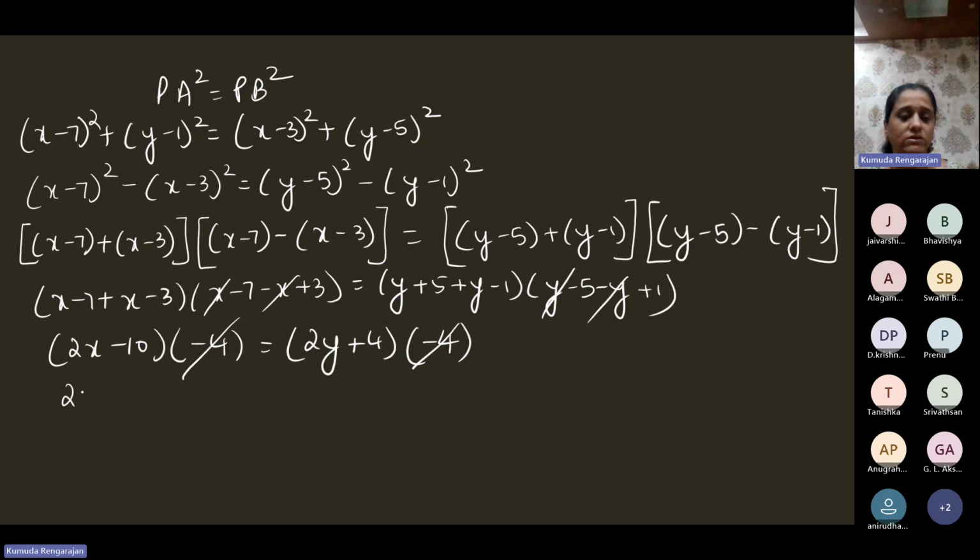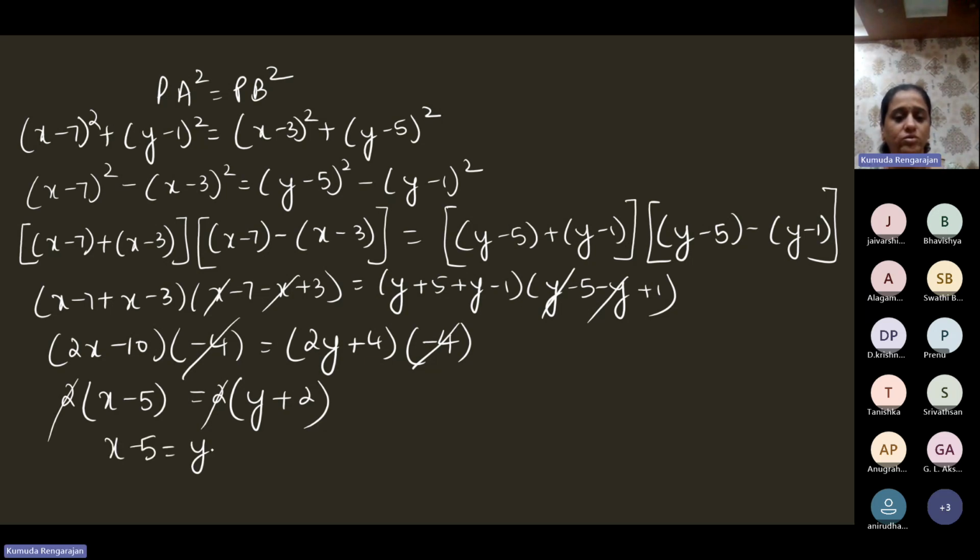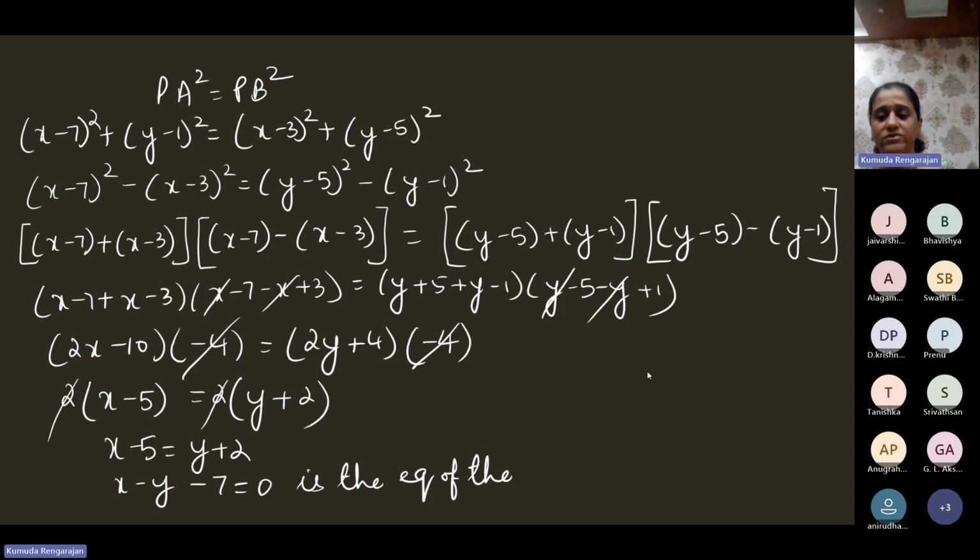So minus 4 on either side gets cancelled. You can take 2 common. You have x minus 5 is equal to y minus 3, so 2 gets cancelled on both sides. Take all the terms to one side: x minus y minus 2 is equal to 0 is the equation of the perpendicular bisector of AB.